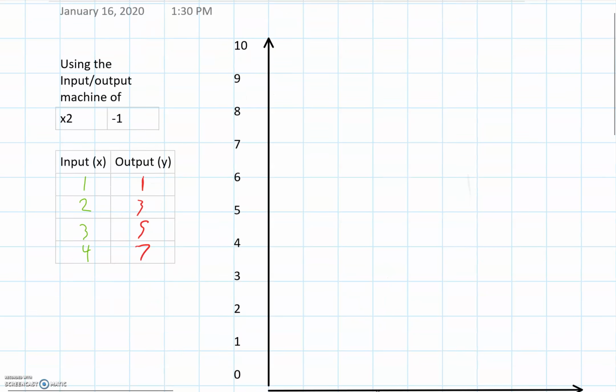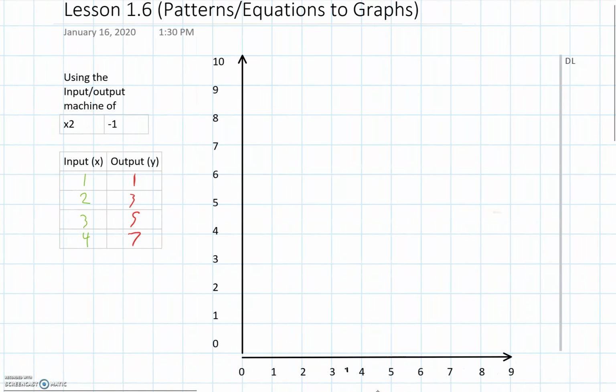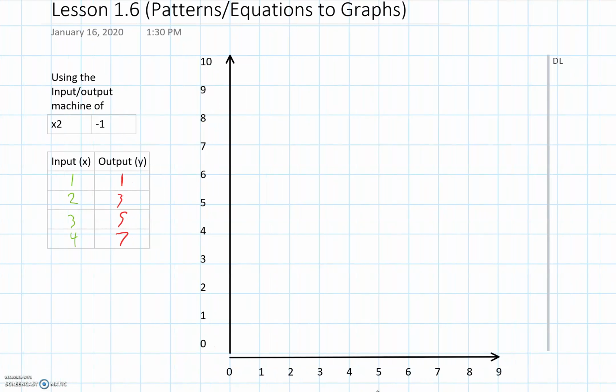So now we have a set of inputs and outputs, and it's identical to the last topic. So I'm just going to quickly put these into our graph, remembering, of course, that this is y, this is x. So the first one is 1, 1. Second one is 2, 3. Third one is 3, 5. Fourth one is 4, 7.